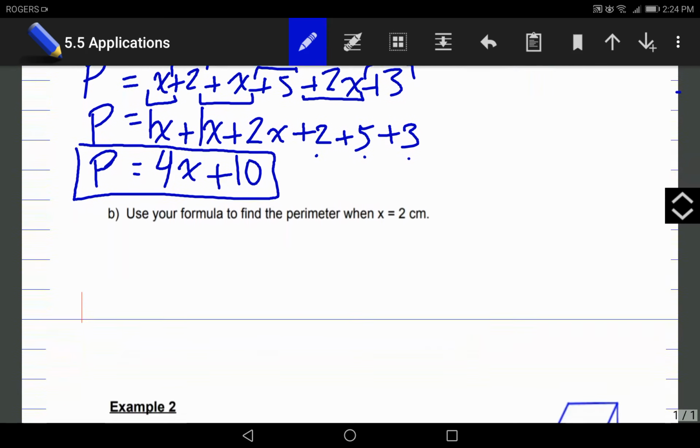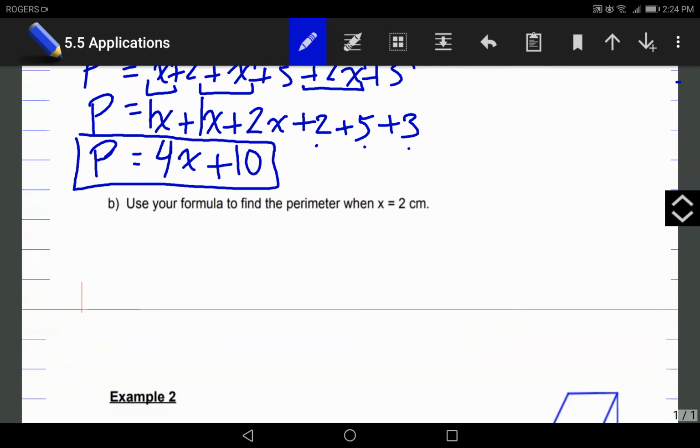Now let's answer question B. Use your formula to find the perimeter when x equals 2. So this is nothing new to us. We just have to substitute 2 in for x. So perimeter equals 4. Now instead of x, put bracket 2, 4 times 2, plus 10.